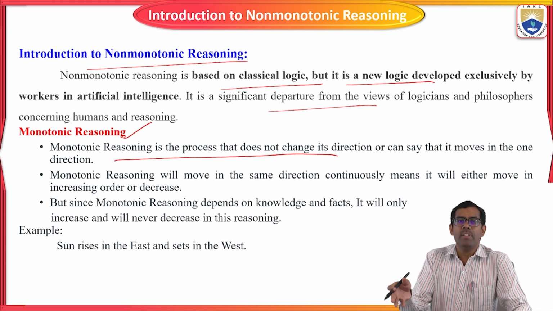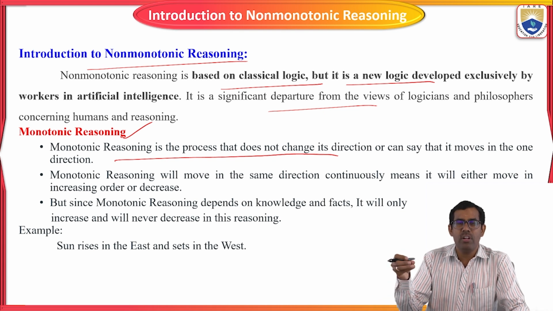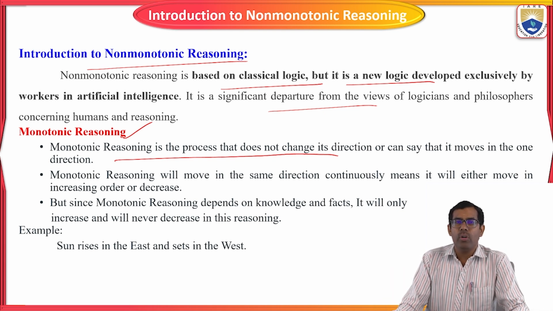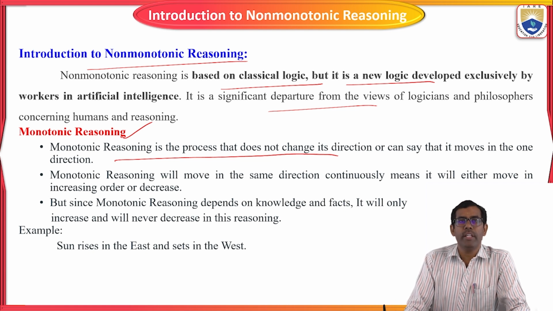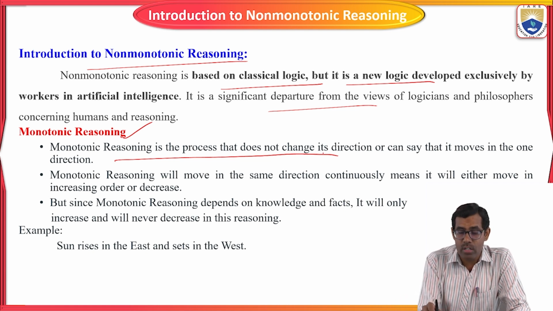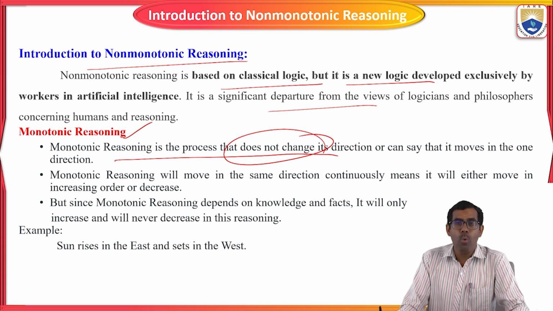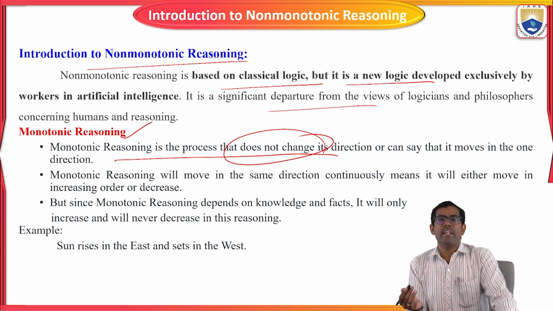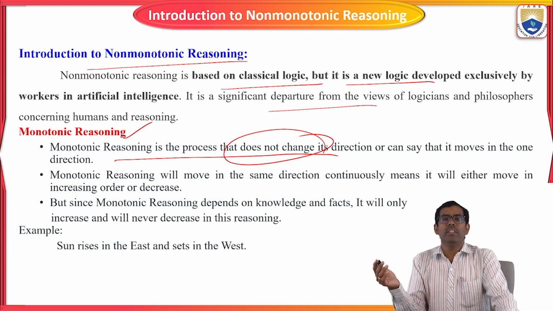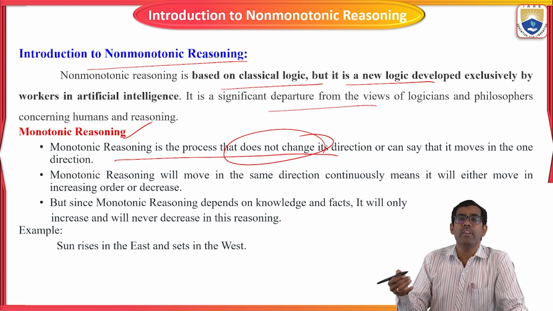If it is named a car, it means a car only. A bike we will always call a bike, a cycle we will always call a cycle. Like that, we are going to explain monotonic reasoning. It does not change its direction, or you can say it moves in one direction. The sun will rise in the east and set in the west. Like this, we give one constant movement. That is monotonic reasoning.